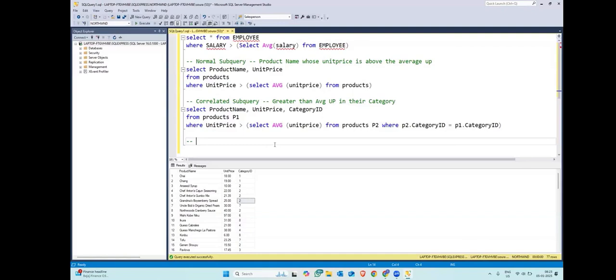Okay, so you guys do these two questions and I will give you one more in the correlated subqueries to do by yourself. When you are done, just let me know.